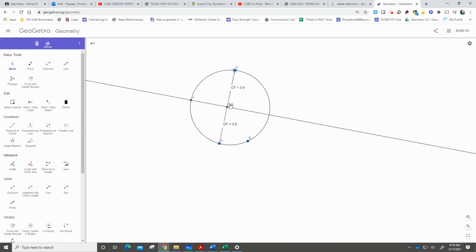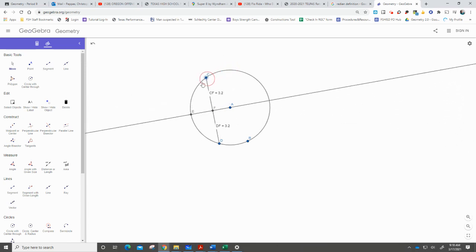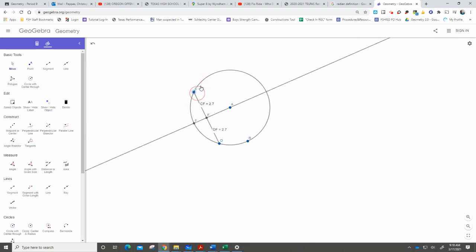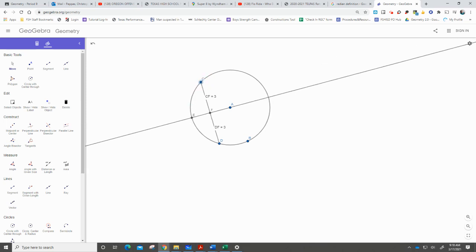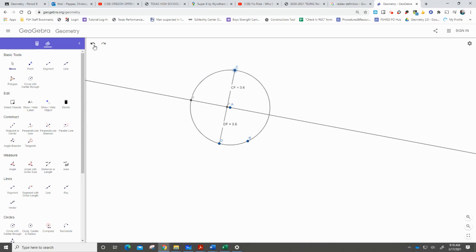So the radius being perpendicular to a chord is going to cut that chord in half, no matter where that chord is. Okay. If you want to rewind that and see that one more time, I could do that again one more time for you guys here.